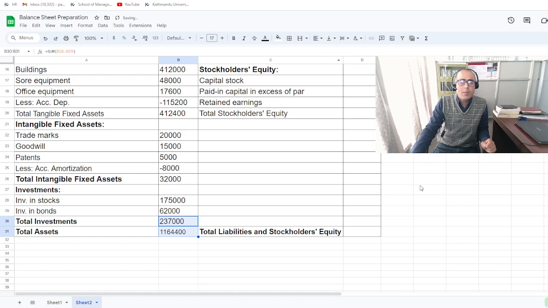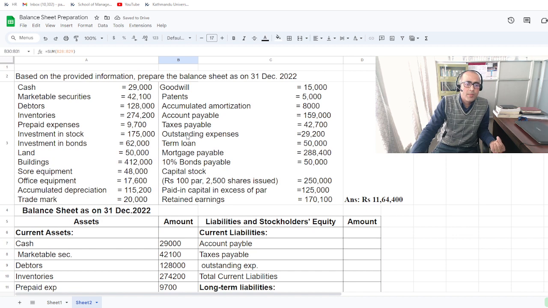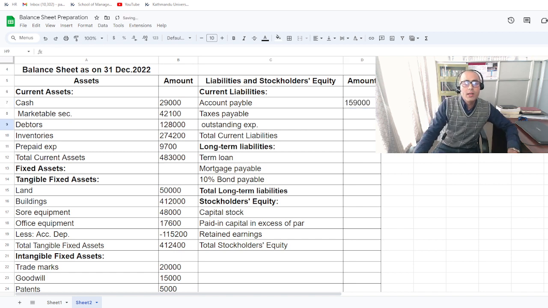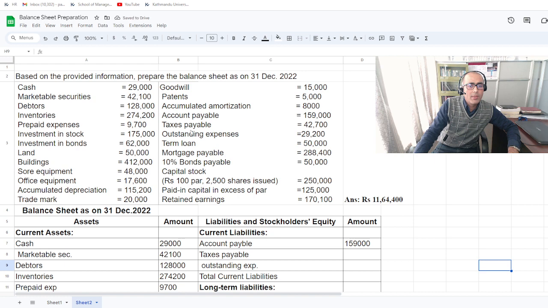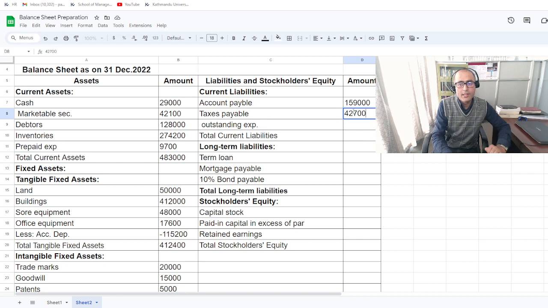That's under the liabilities. Look at accounts payable. Accounts payable is when you promise to pay verbally, that's called accounts payable, 1,59,000. Similarly, the other one is tax payable. Tax payable is what is owed to the government. It's given as tax payable, that's 42,700.